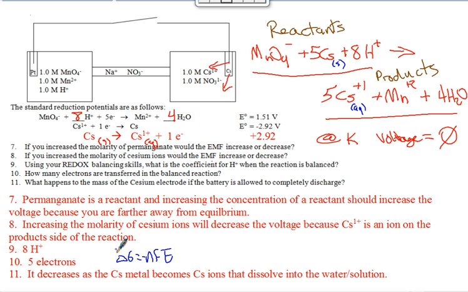It decreases as cesium. Oh, wait, I should read the question. What happens to the mass of cesium? This is an interesting one. What happens to the mass of the solid? This solid is becoming aqueous, and so if the solid is dissolving into the solution, we would expect its mass to decrease, and that's something we could actually verify by pulling the piece of metal out of the water and weighing it before, during, and after the battery was running for a while.